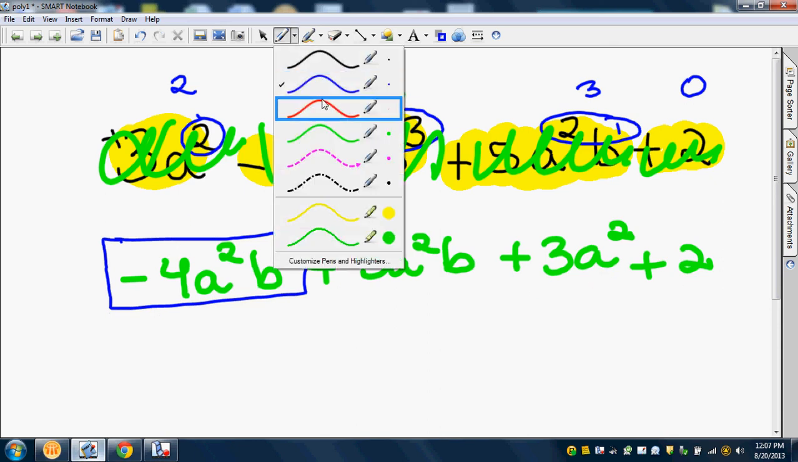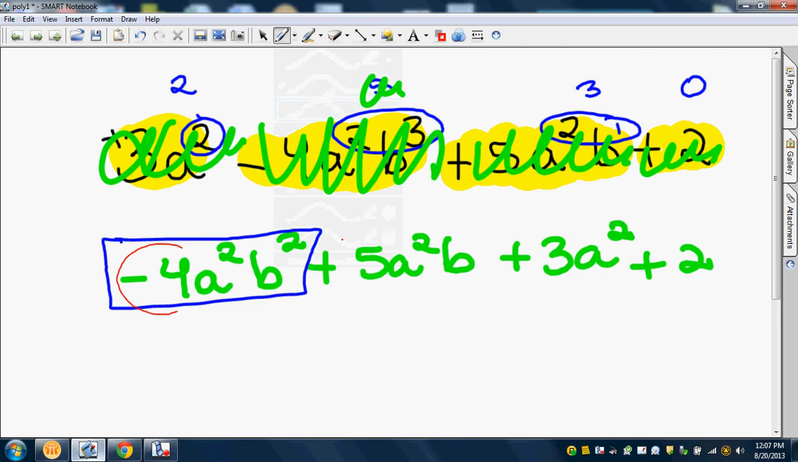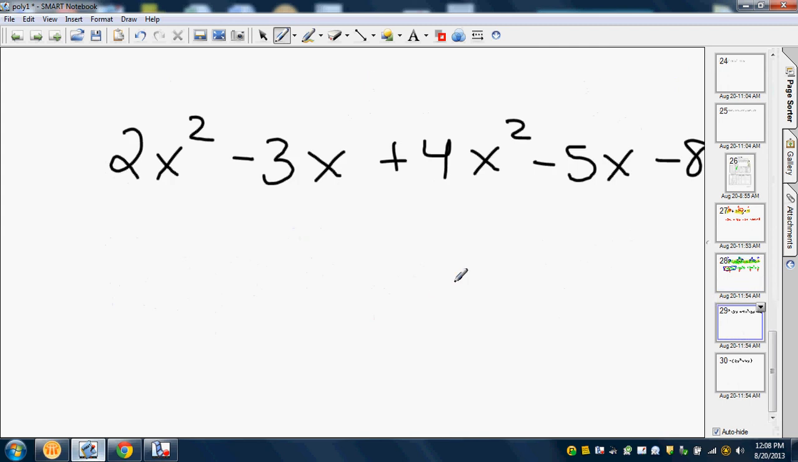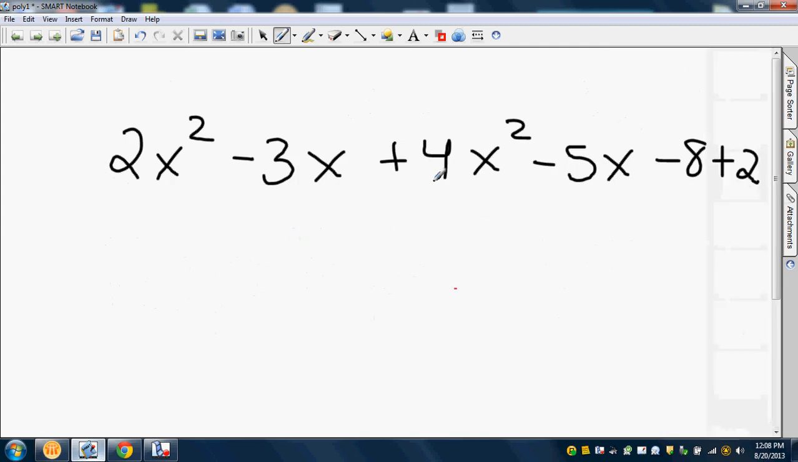The leading coefficient is the coefficient that's before the variable, okay? This is a variable. The number before the variable is the coefficient. So here, this is the coefficient of this term, this is the coefficient of this term, and this is a constant. When you just have a number by itself, it's a constant.